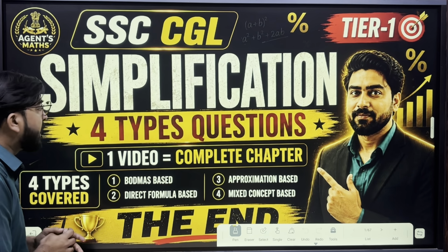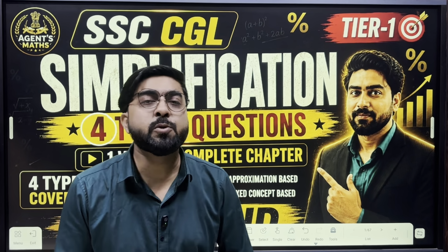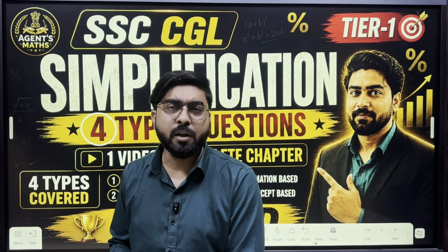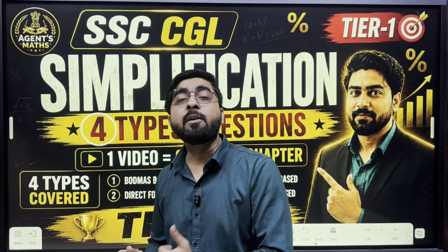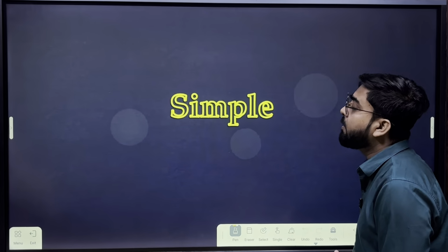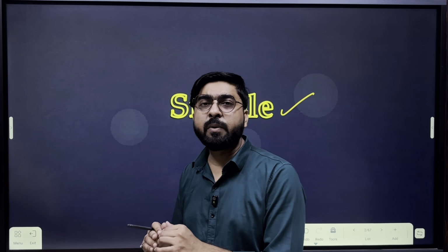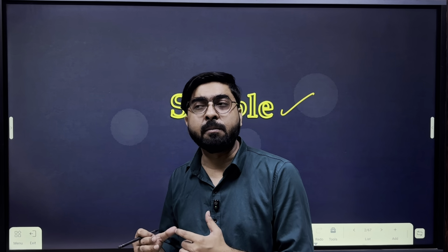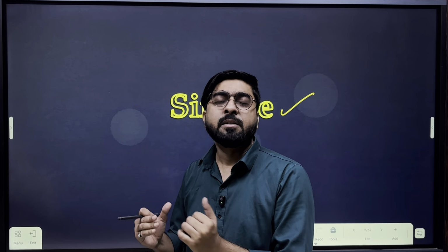So let's discuss today that there are 4 types of questions in this chapter, especially in simplification, which were asked. There are 1 to 2 different questions which were asked, but those are not that important. So I have taken only those questions that have been asked consistently in all the shifts. Let's move forward. The first topic that I'm going to teach you is simple questions. Simple means you don't have to put in a lot of logic, you don't have to exert pressure on your mind a lot, but simply you can solve that.